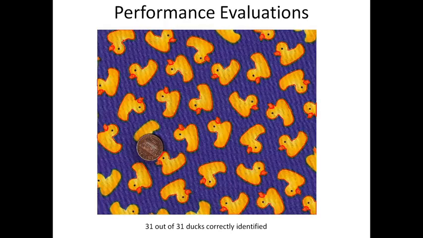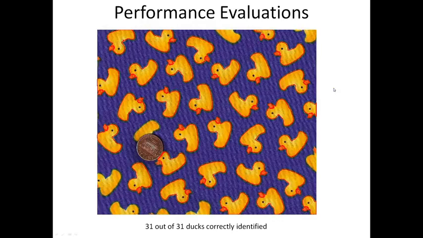Now, here is an example of some fabric with rubber duck print on it, and there are 31 ducks that have an eye, a body, and a beak. There are some examples on the ends where there's no beak or no eye, and some examples down here. So this one's also missing a head. So these ones are correctly ignored because they do not contain all of the pieces to be defined as a rubber duck.